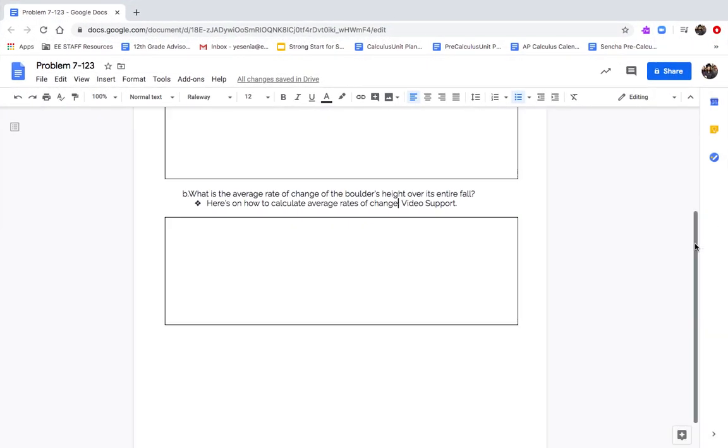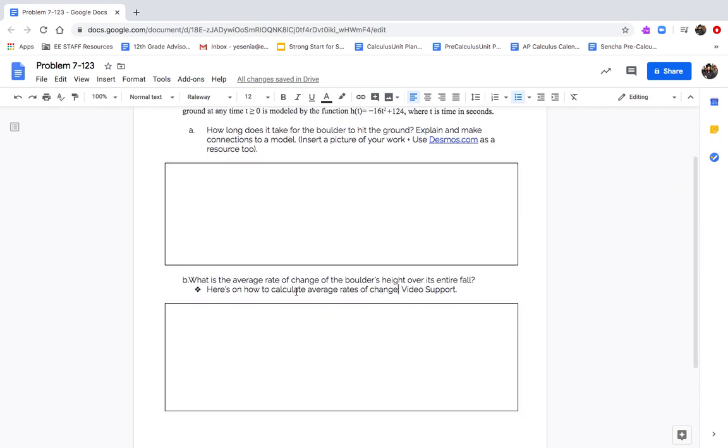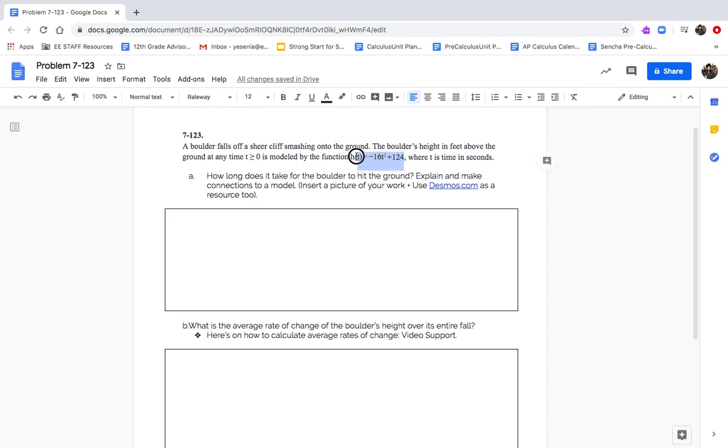Alright, so I'm doing this video to talk a little bit about a refreshment on how to find the average rate of change of a function. For this particular problem, it's talking about this boulder, and this boulder is modeled by this equation. Hopefully you either drew a sketch of how this function looks, or you could use a handy dandy Desmos to help you make a model of it first. And then from that model, you want to determine what is the average rate of change over its entire fall.